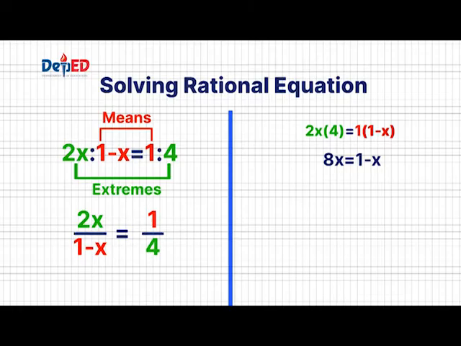By addition property of equality, we add positive x to both sides of the equation for us to have 8x plus x equals 1. Combining like terms, 8x plus 1x or x is 9x equals 1. To get the value of x, we use the multiplication property of equality. Multiply both sides of the equation by 1/9.